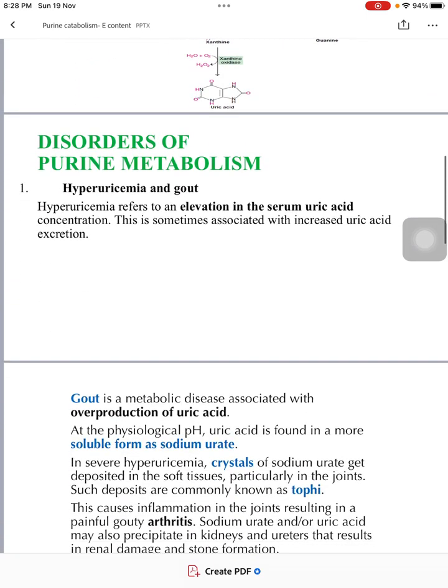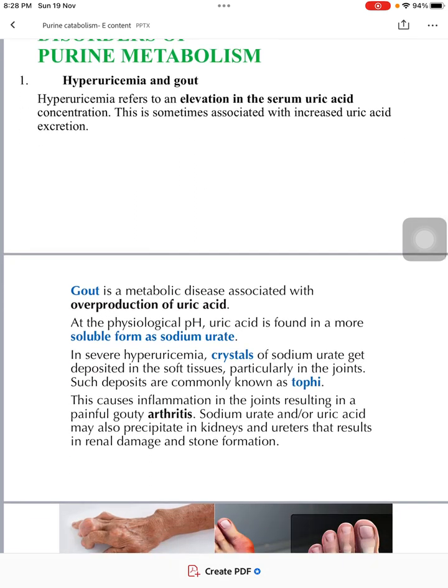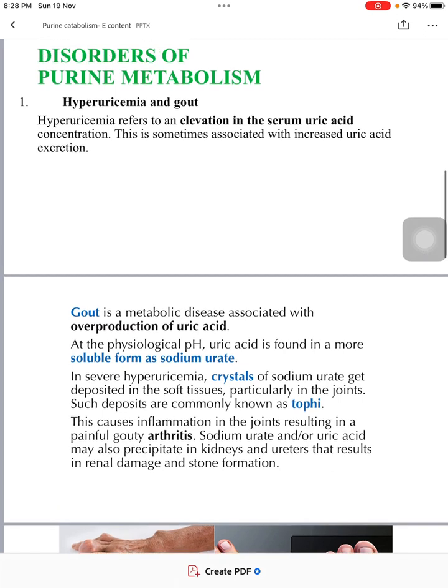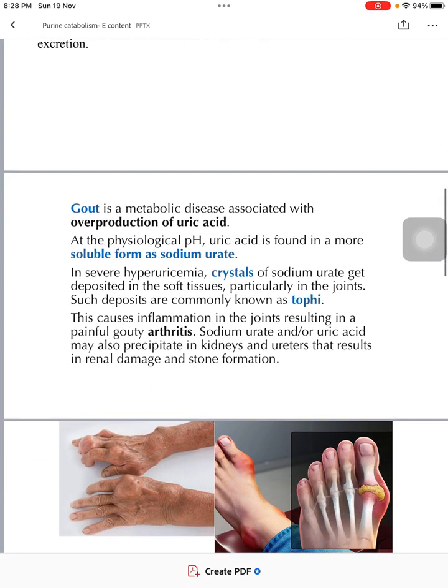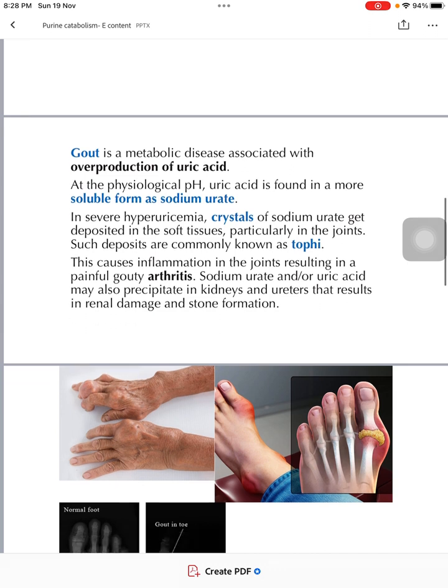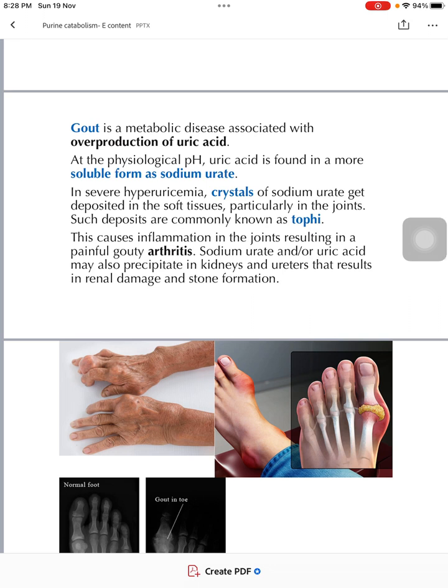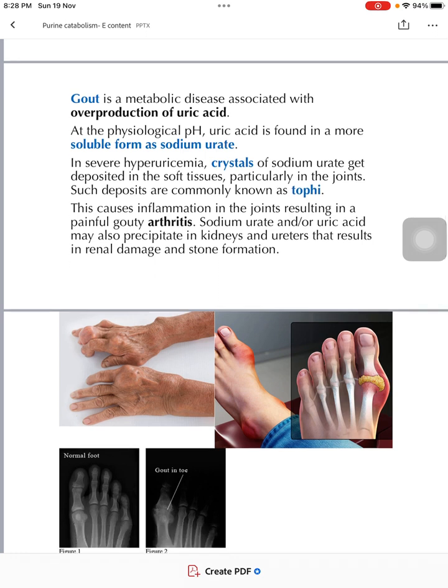The disorders of purine metabolism. Hyperuricemia and gout are the major diseases related to purine metabolism. Hyperuricemia refers to an elevation in the serum uric acid concentration, and this is sometimes associated with increased uric acid excretion also. Now, gout. Gout is a metabolic disease associated with overproduction of uric acid. At the physiological pH, the uric acid is found in a more soluble form as sodium urate. In severe hyperuricemia, crystals of sodium urate get deposited in the soft tissues, particularly in the joints.